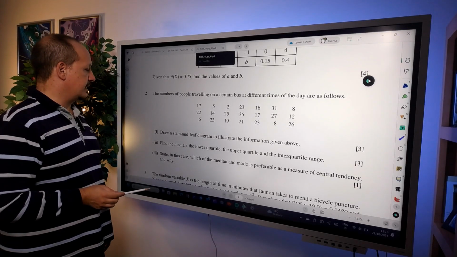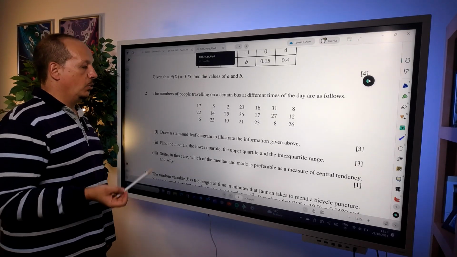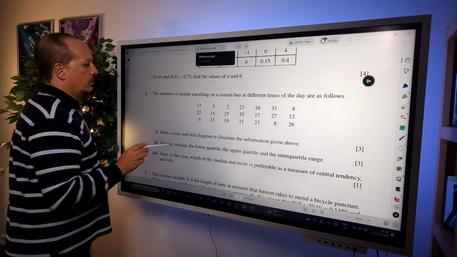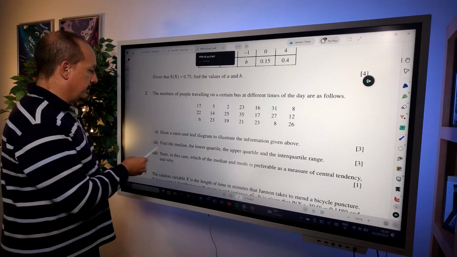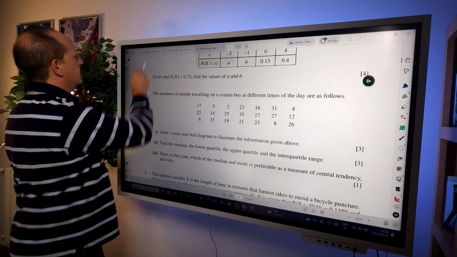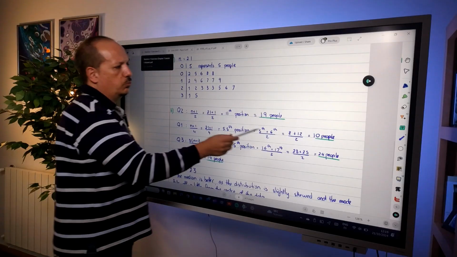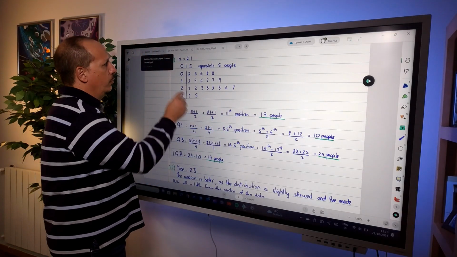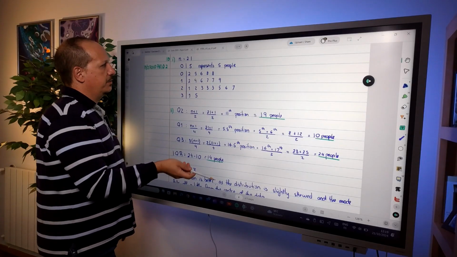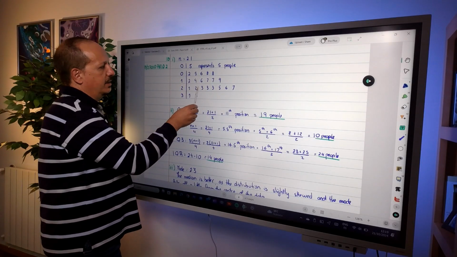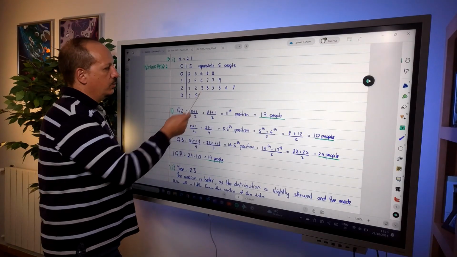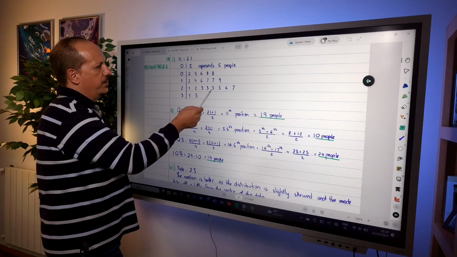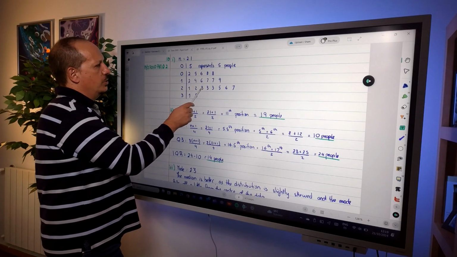Finally, state, in this case, which of the median and the mode is preferable as a measure of central tendency and why. So we already calculated the median. It was 19 people. We just need to get the mode. The mode is just a matter on a stem and leaf diagram to look at the leaves and see repetitions and see where you have the biggest repetition, and it's obviously here. All right, so that corresponds to the 23.